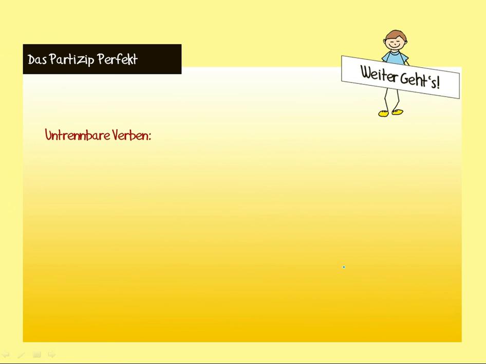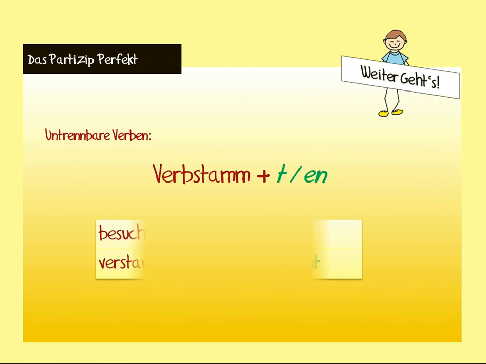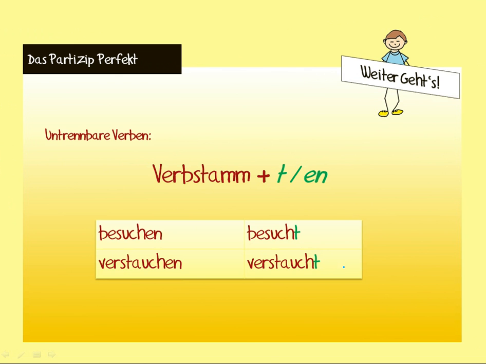Let's take a look at some more. There are the past participles of non-separable prefix verbs. For example, besuchen and verstauchen. Now, if we take a look at that, we're going to take the stem and we add a T or an EN. There is no GE, okay? So look at this. Besuchen, besucht, verstauchen, verstaucht.